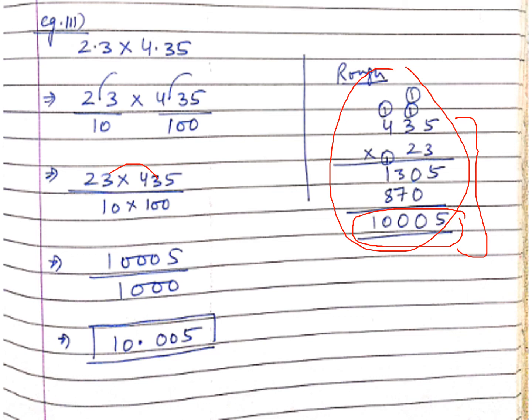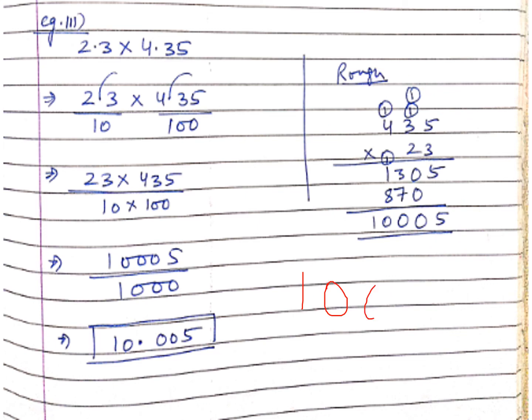Okay. After you multiply, you get 1,005. Let me write it again. 1,005 upon 1,000. One more thing, I can also make mistakes because I'm also a human being. So whenever I make a mistake, do tell me in the group so that I can correct it. Okay. Now we have to cut this 1,000 and see where the decimal will come.